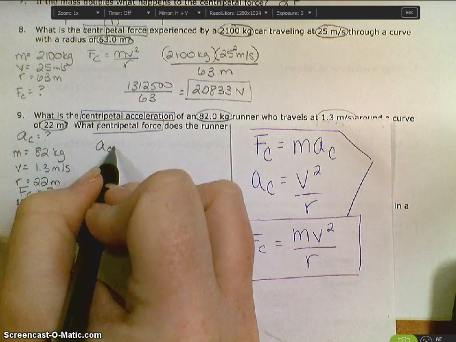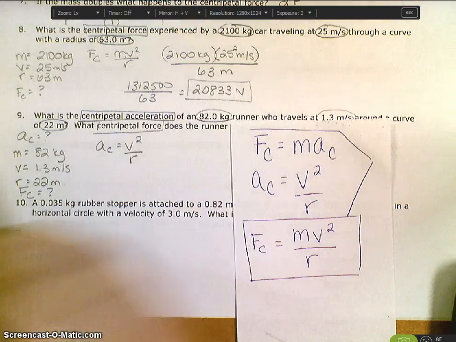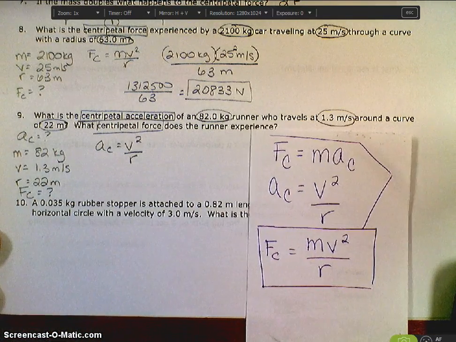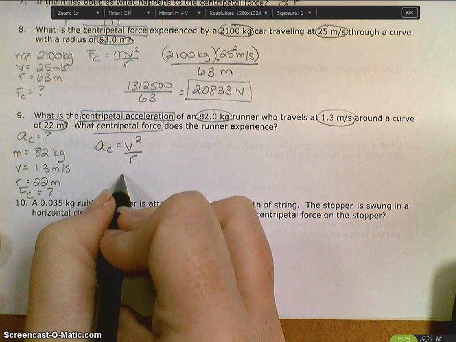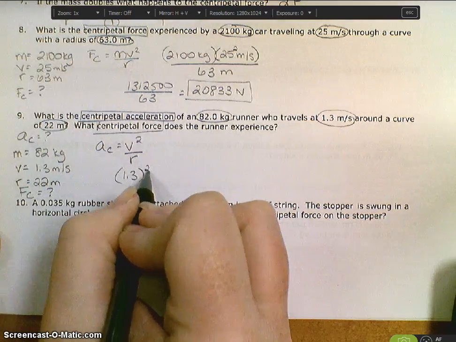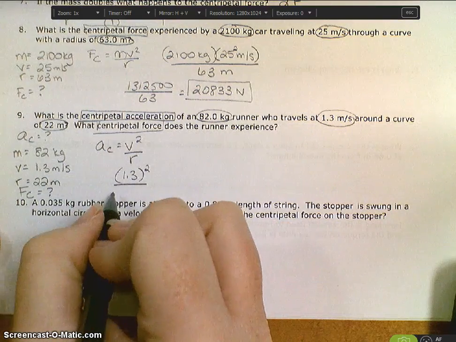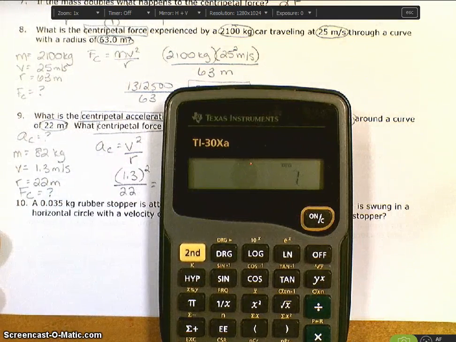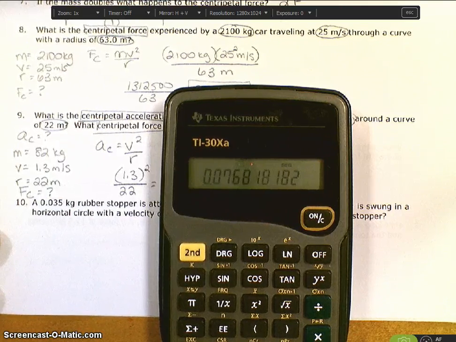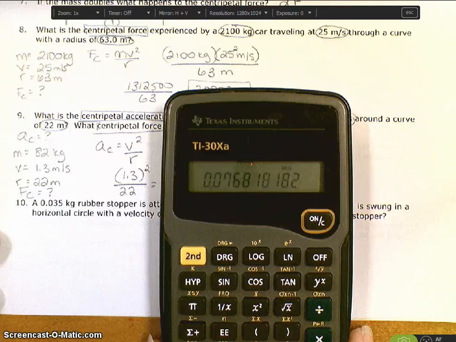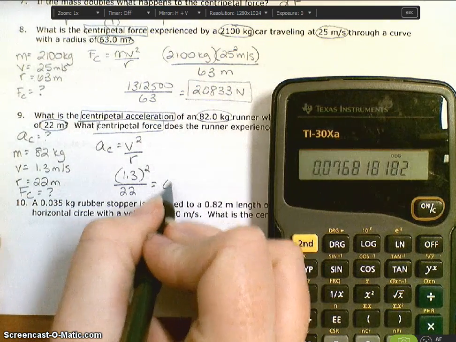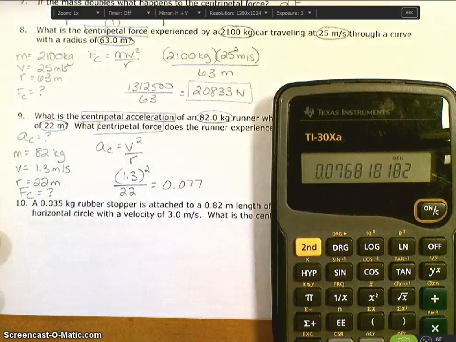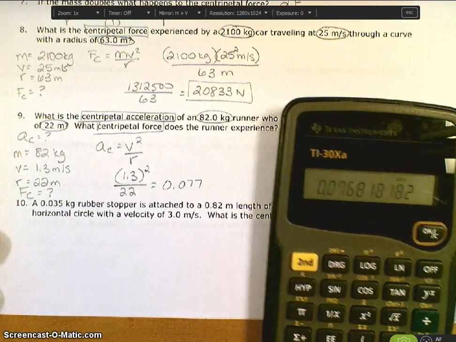Okay, so my first one, to find just centripetal acceleration, I'm going to do v squared over r. My velocity was 1.3. That has to be squared, and then divided by a radius of 22. Really simple here. 1.3 squared divided by 22. And I get an answer of 0.077 is how I'm going to round that. Okay, now that's my centripetal acceleration.